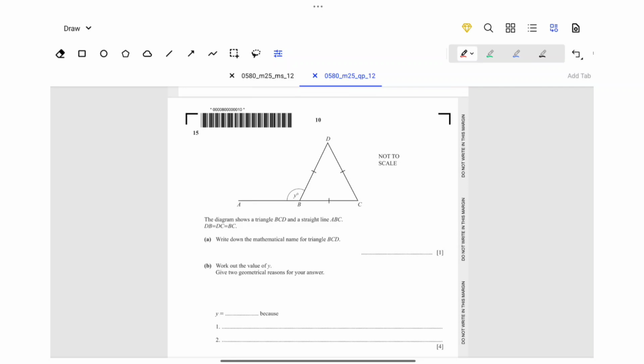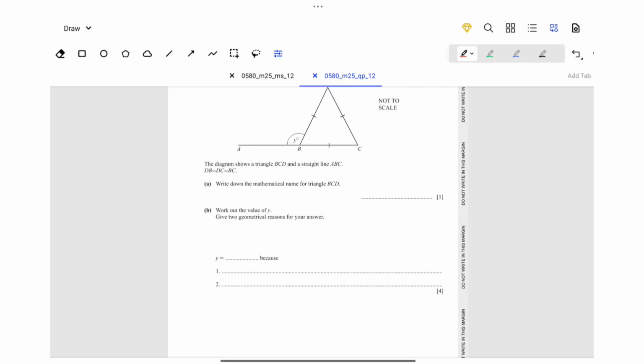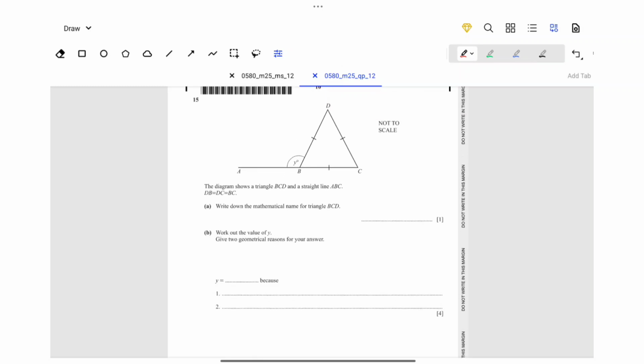Next question is here, question 15. It is given that the diagram shows triangle BCD and a straight line ABC. ABC is a straight line. We can see that the mathematical name of the triangle BCD is equilateral triangle.